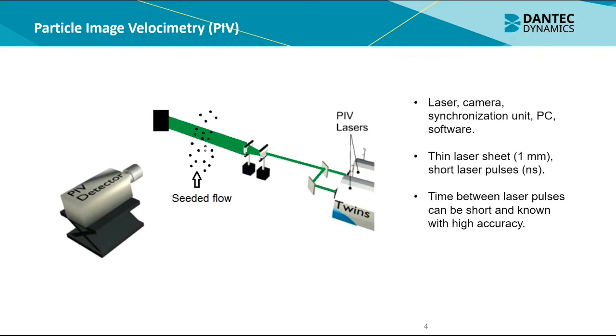This is a diagram of what a PIV setup might look like. In the center we have the black dots, which represent the particles or seeding in the flow. The green represents a laser or a light source. On the right is the laser itself and the mirror or optic setup to create the light sheet. And then at the left is the camera or a PIV detector.